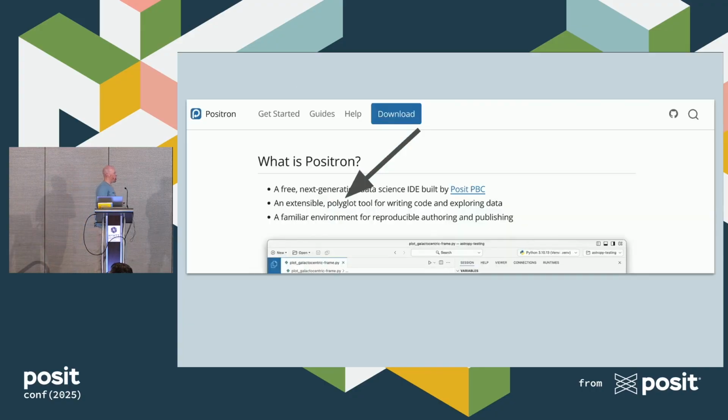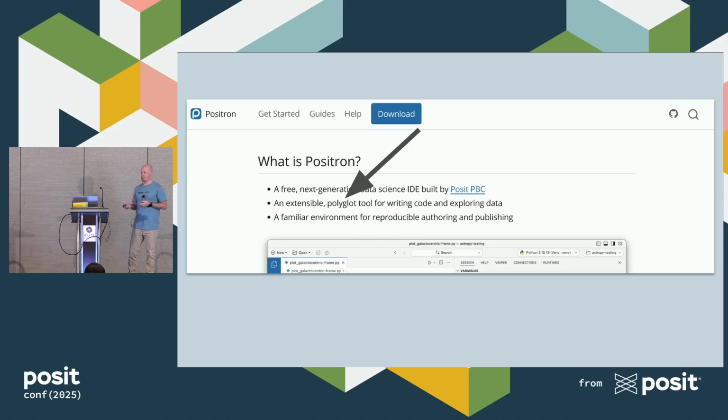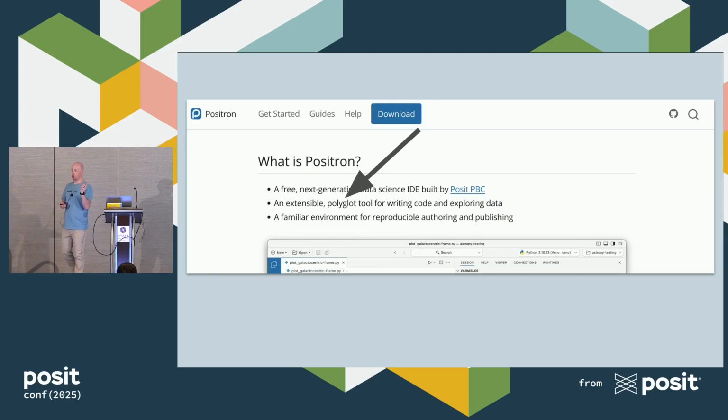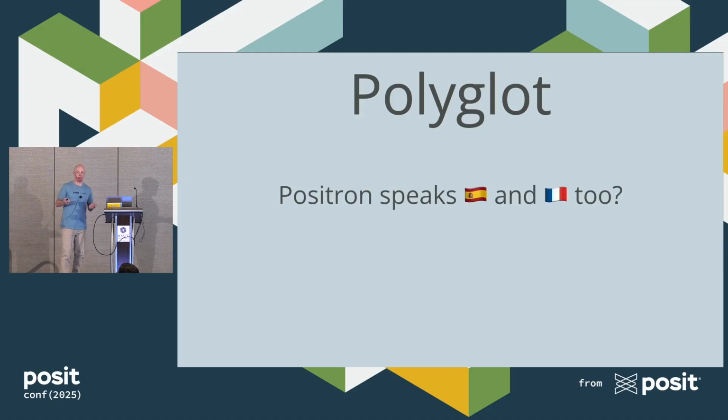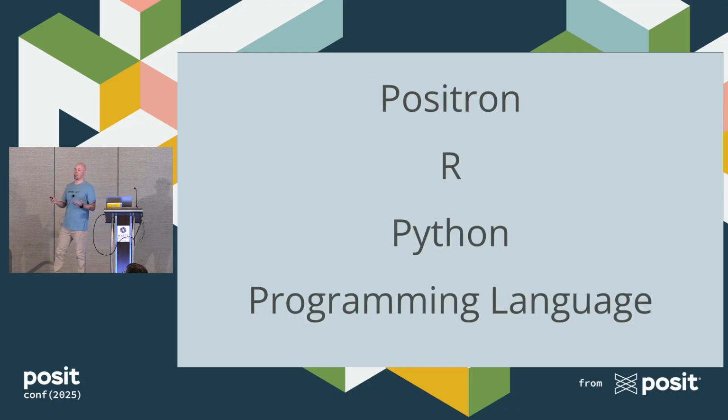Now going back to Positron, now focusing in on just the second bullet point, Positron is an extensible polyglot tool for writing code and exploring data. Again, just focusing in on one word there, polyglot. If you're not in the data science field and you don't know what Positron is, and I told you that Positron is polyglot, you might say to yourself, that's awesome. It can speak French and Spanish and other languages. And as many of you know, that is not the case. We haven't given this enough context to understand what polyglot means here. So how can we explain it?